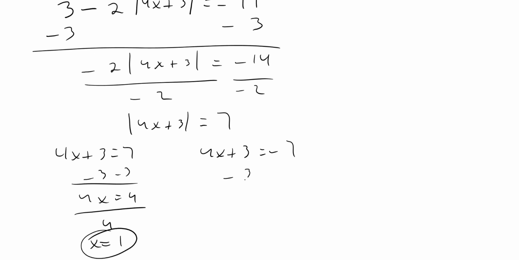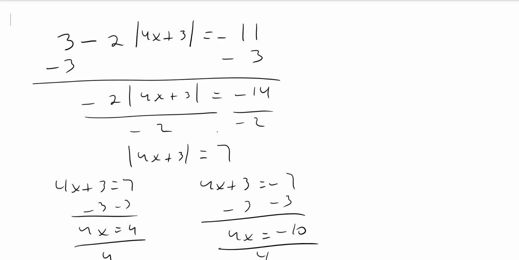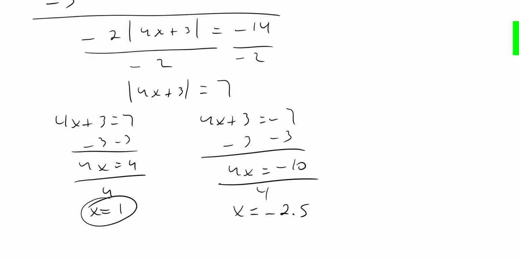And this one, subtract 3. So 4x equals negative 10. Divide by 4, x equals, and put that in your calculator, it's fine, but it's negative 2.5. And if you plug it back in the original problem, each one of those is going to give you a negative 11. Okay, it should. Everything should give you a negative 11. All right. So anyway, those are your two answers.